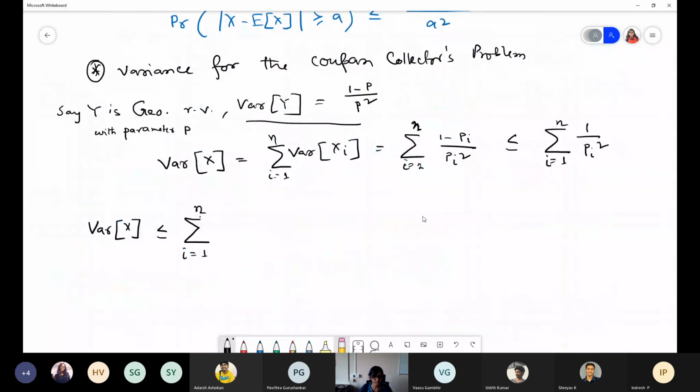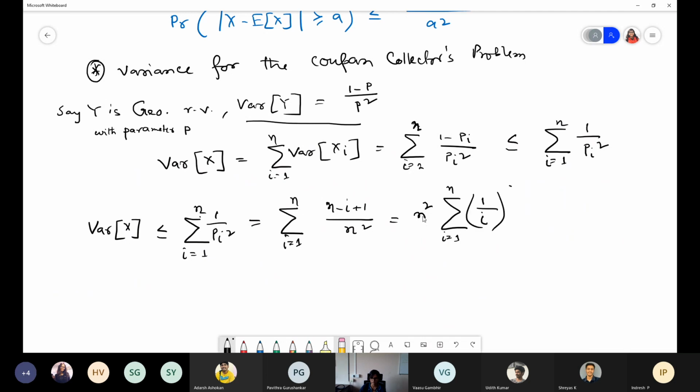Okay, so this is 1 by pi square. Now you put this value, pi equals n minus i plus 1 by n square. This is a series. So if I take it, this is n square into the sum for i equals 1 to n of 1 by i whole square. This series particularly can be written as pi square by 6.